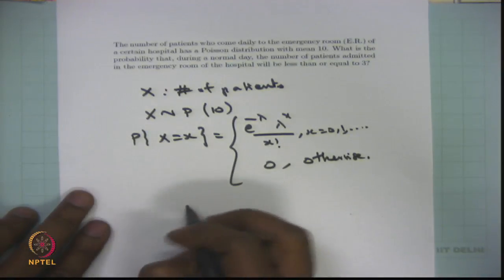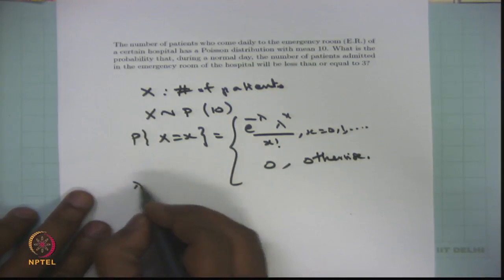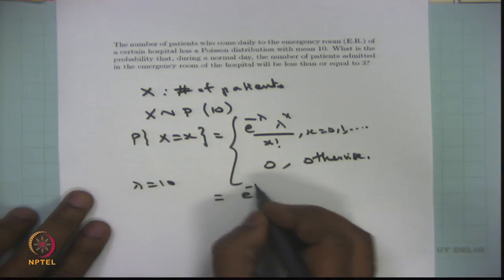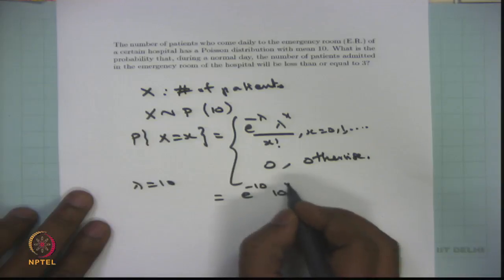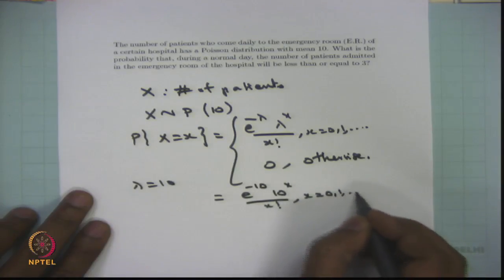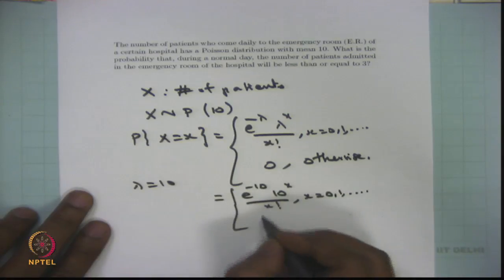So this is the probability mass function. In this problem, lambda is 10. Therefore, this is e^(-10) 10^x / x! when x takes a value 0, 1, and so on, otherwise 0.